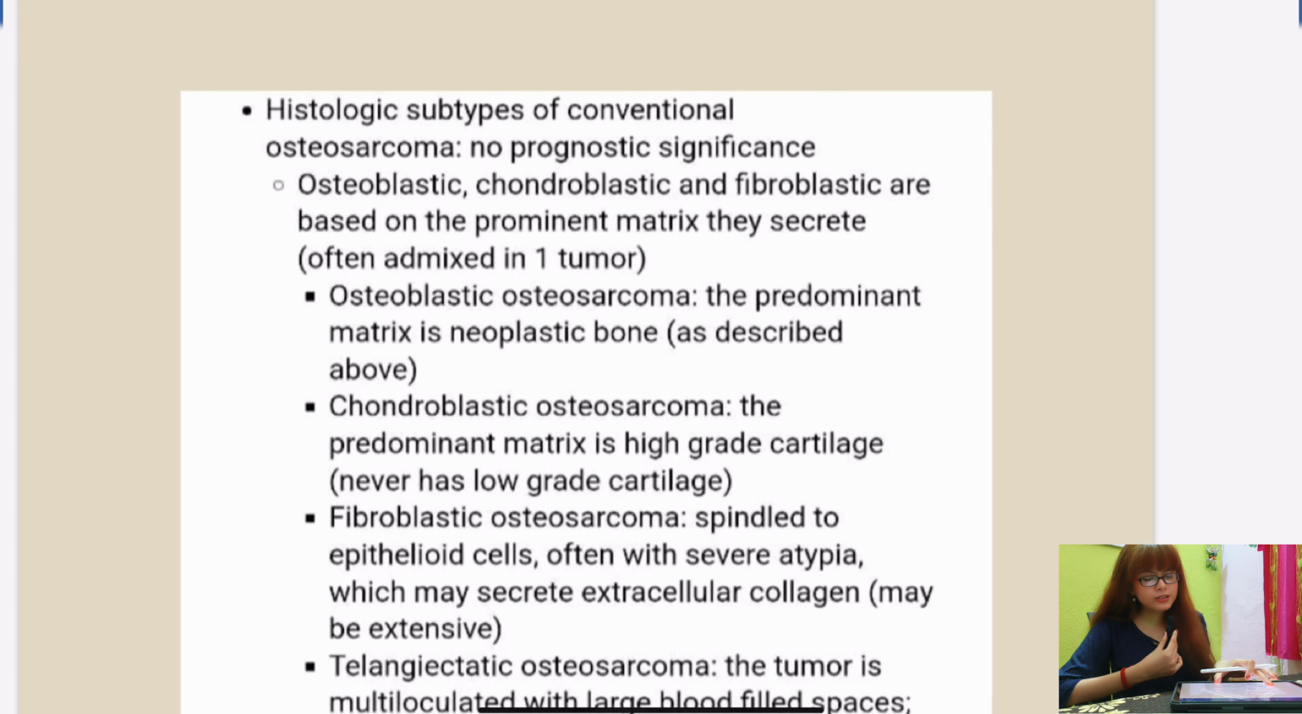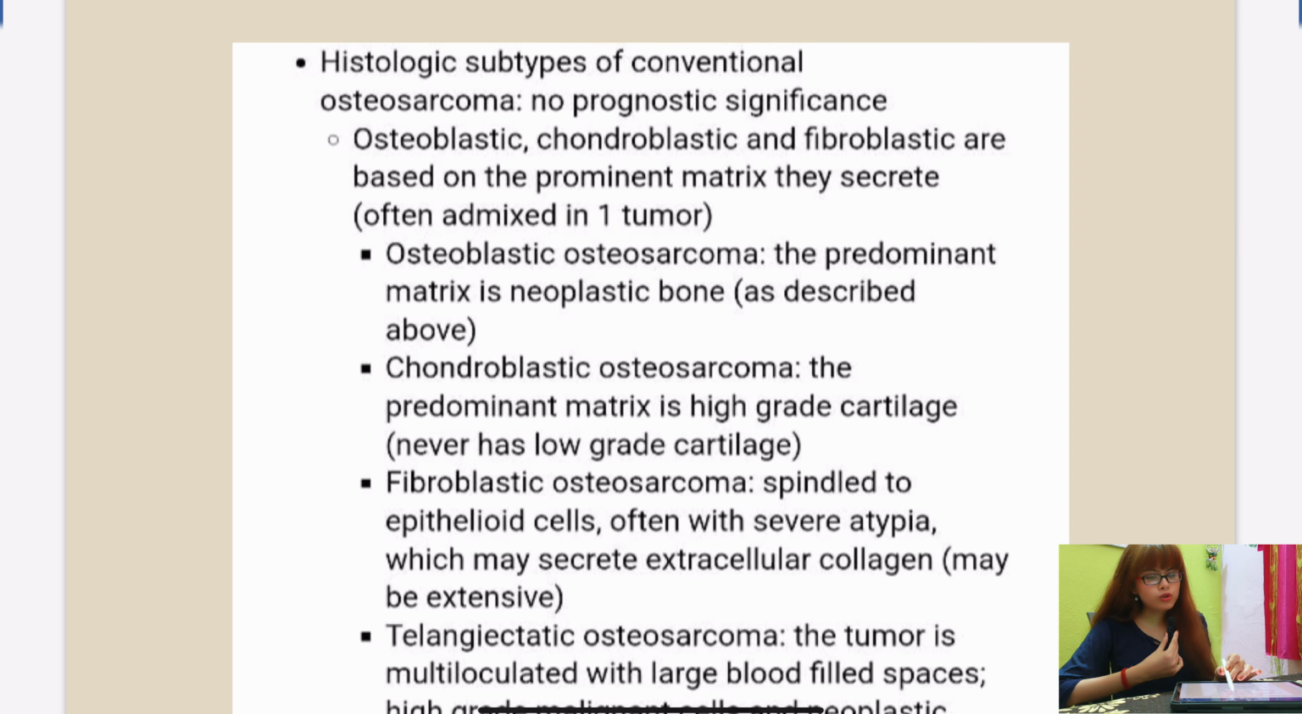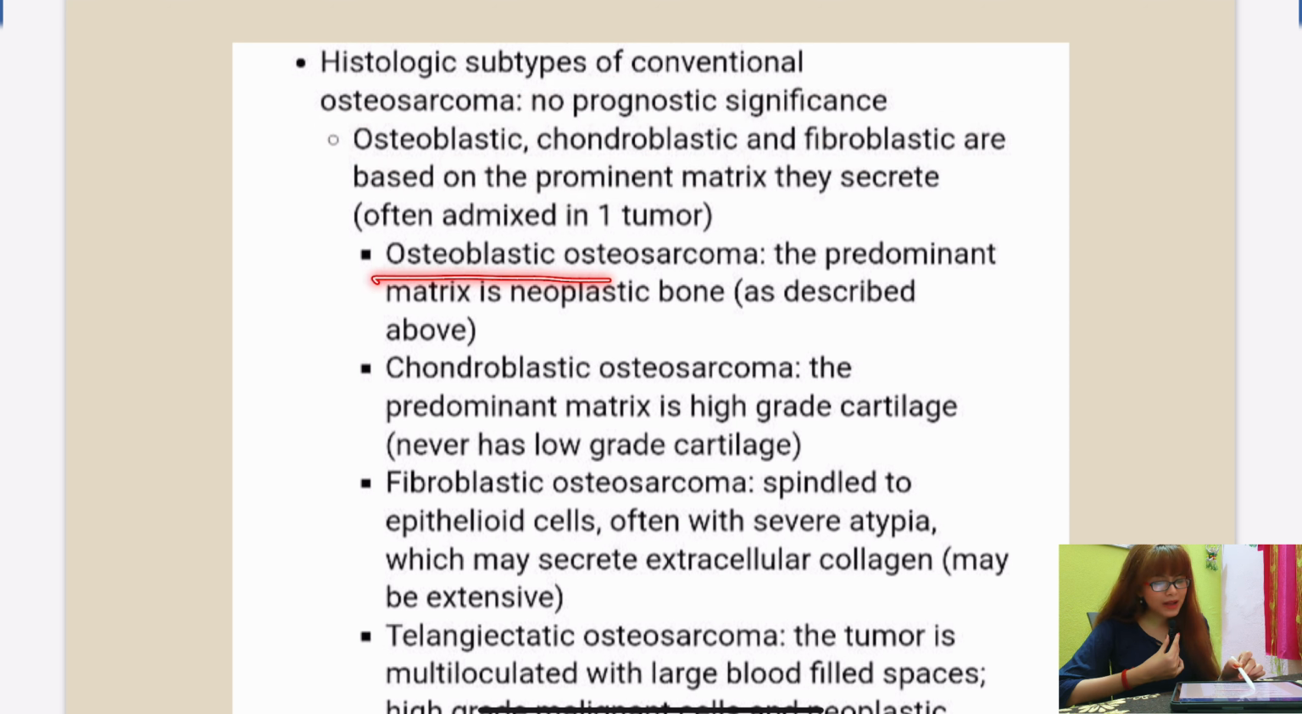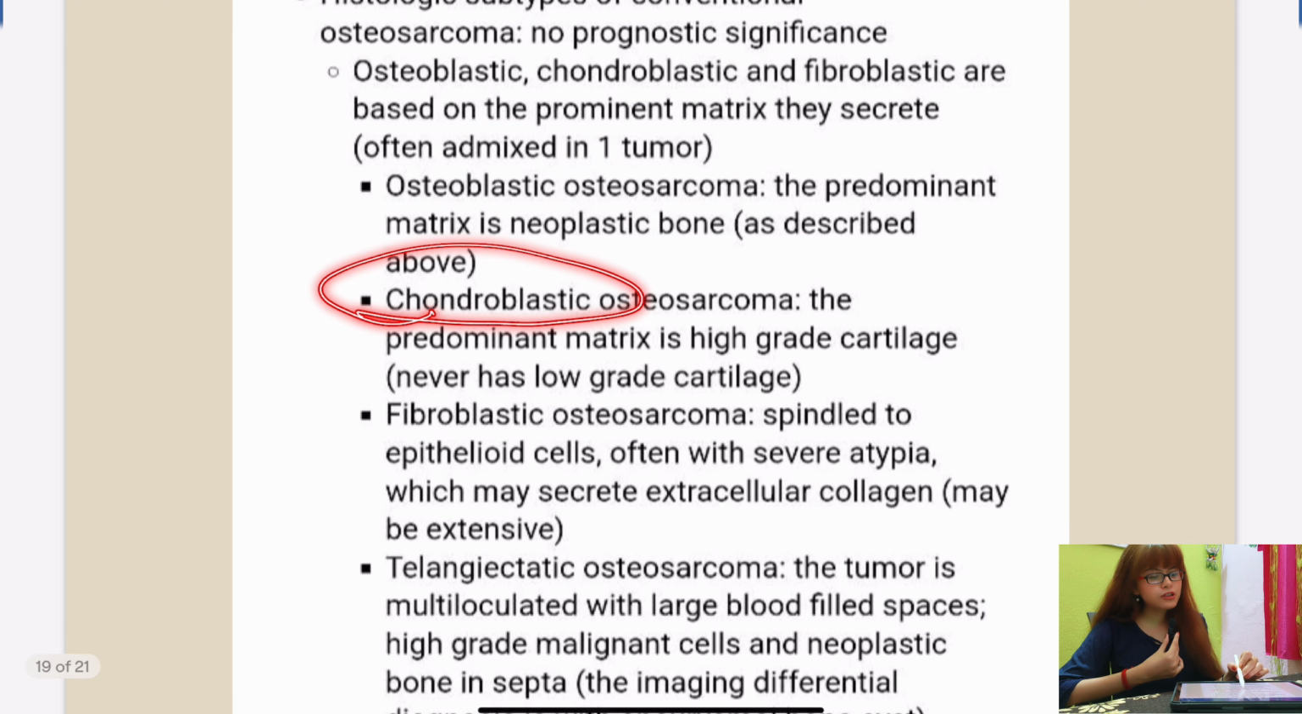Now, if you talk about the histologic subtypes, then this osteosarcoma is again having further subtypes. It can be of the osteoblastic type, chondroblastic type, or fibroblastic type based on the kind of matrix that they secrete. In case of osteoblastic osteosarcoma, the predominant matrix synthesized is the bone. So in osteoblastic there will be bone deposition, okay. In chondroblastic the kind of matrix deposited is high grade cartilage. Okay, they do not have a low grade cartilage. There's always a high grade cartilage deposition.